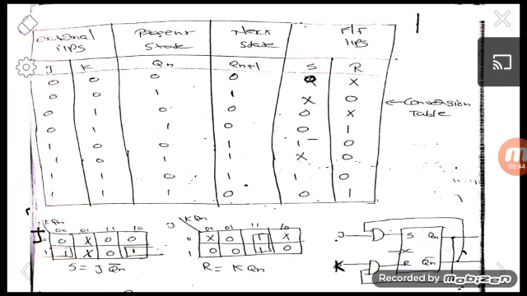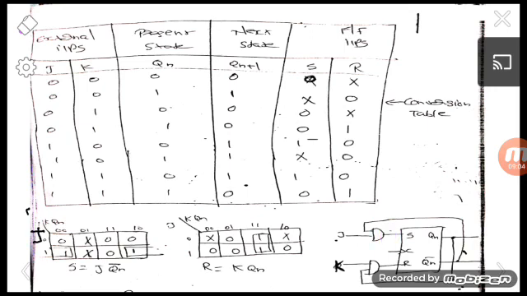Okay, J Qn bar. So J is the external input here, and Qn bar is the corresponding output of the flip flop. Qn is the output, and Qn bar is the entirely opposite output. So for J Qn bar, Qn bar is taken outside from here, and we are using an AND gate for getting J Qn bar at the output of this AND gate.